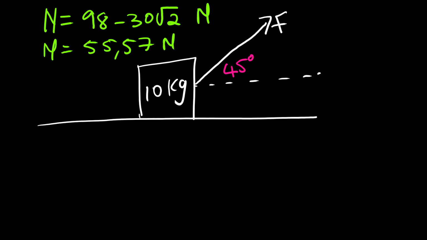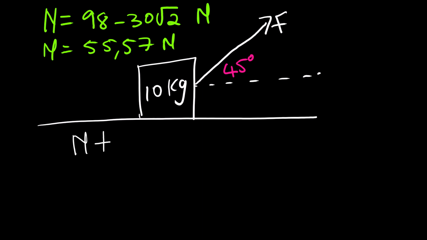The next part of the example, we are given the normal force, which is 98 minus 30 root 2 newtons. In decimal is 55.57 newtons. The angle is 45 degrees. The mass is 10 kg. And then we are looking for the force exerted on this object.